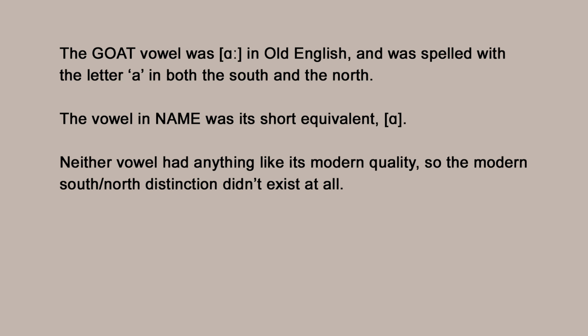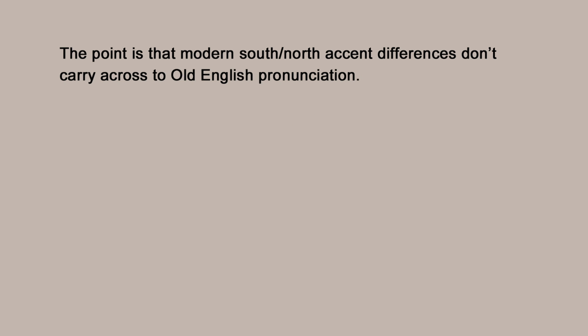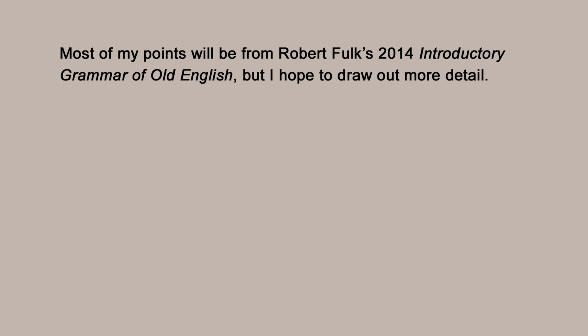The goat vowel across Old English was spelt with an A and was probably pronounced something like gart, and the face vowel was miles away from its modern realisation. It was short in words like nummer until the Middle English period. So modern accent differences don't carry across well at all. So I'm going to go through and slightly condense Falk's description of Northumbrian Old English and compare some of its features to West Saxon, and also hopefully draw out some other stuff.